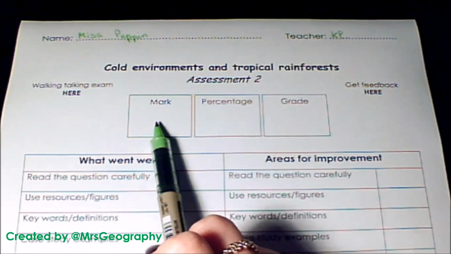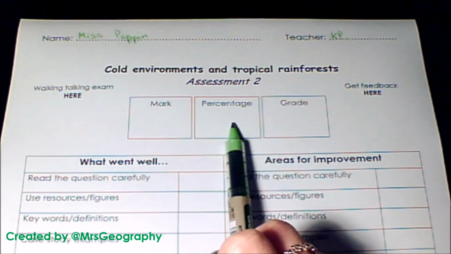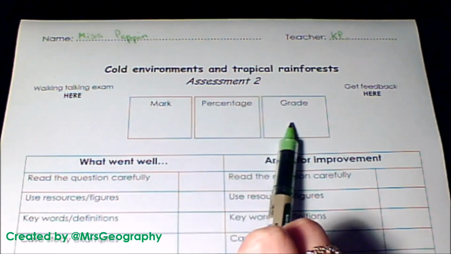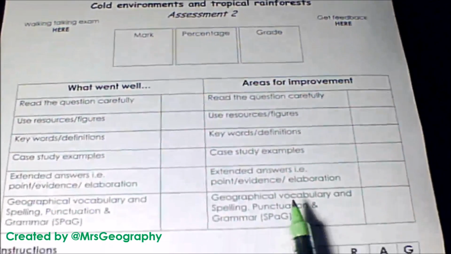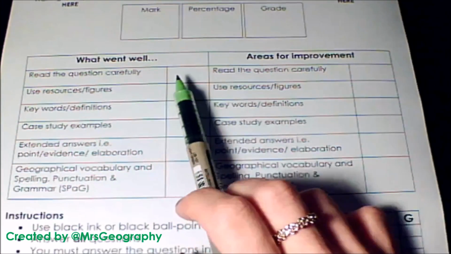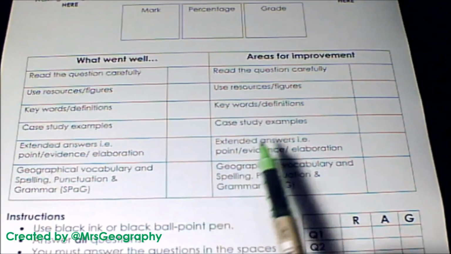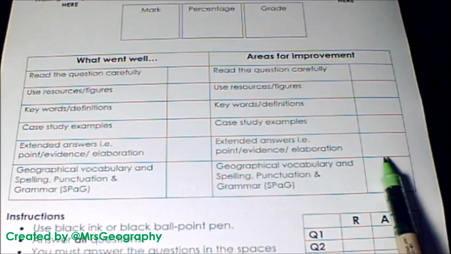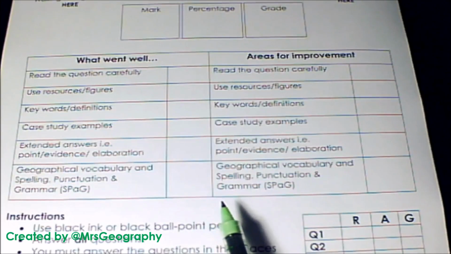Now don't forget, your teacher will tell you your mark. They will work out a percentage and then eventually we work out some grade boundaries for you. If we move on down through the paper very quickly, your teacher will summarise specific points in the paper of things you did well and specific points in the paper of areas for improvement. Do take this on board when they do feedback to you, because at the end of the day it will improve your mark. So let's look at the instructions then.